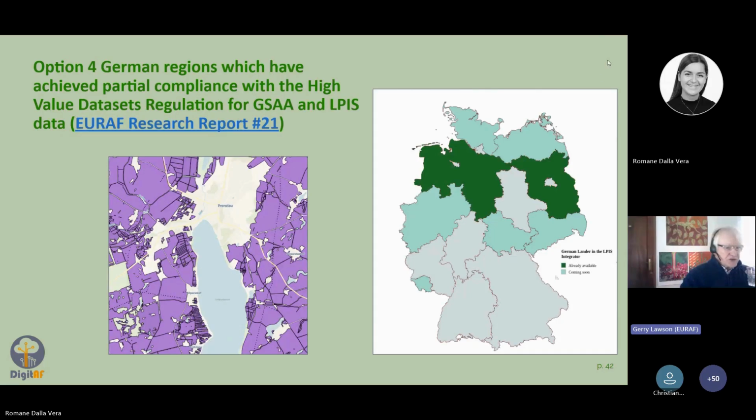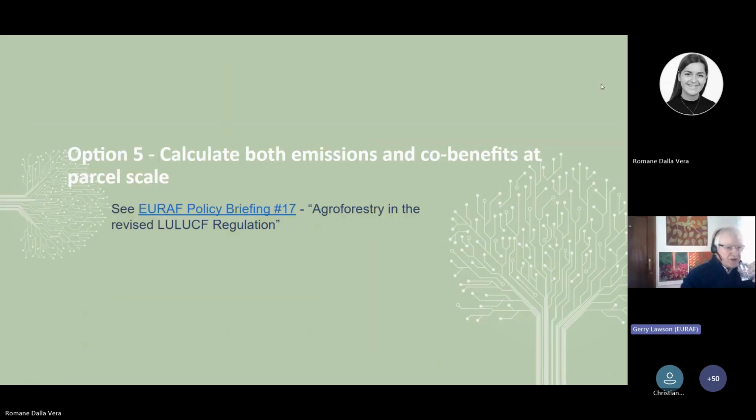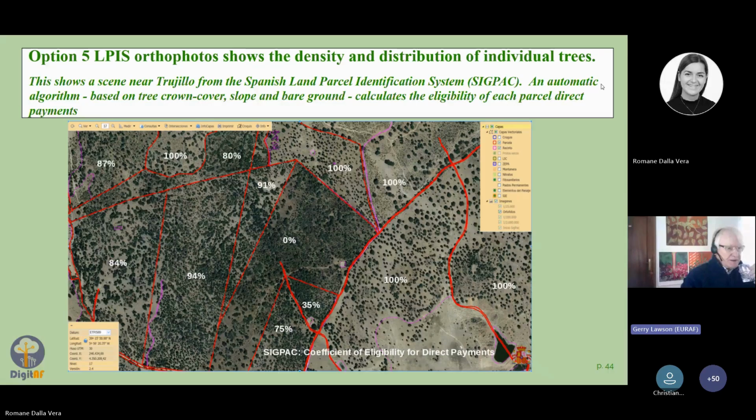The next slide shows the German situation, where the northern Länder are providing the data. The southern Länder have the data, but there are problems of confidentiality. So this is the type of parcel-based information available. Next slide. What we need to do is to make calculations of greenhouse gas emissions at a parcel scale and link that into the way that the countries do their national inventory calculations. Next slide.